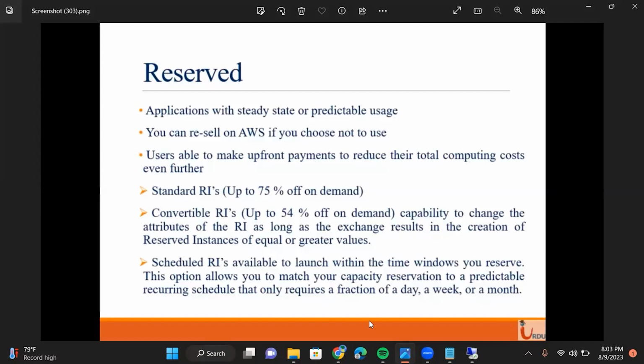For example, in our business, we can say that in daytime we get the maximum orders, but in the night shift we don't get that many orders. Then what we'll do is reserve some scheduled reserved instances for daytime, and after the daytime the instances will be released.